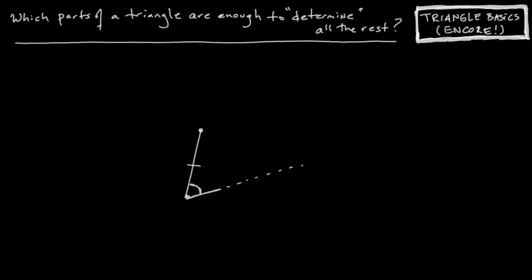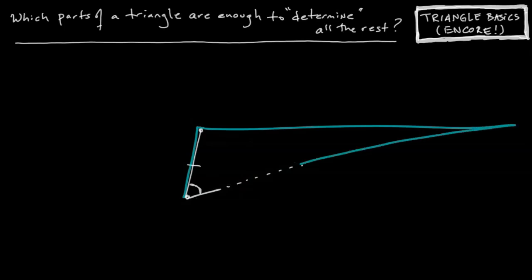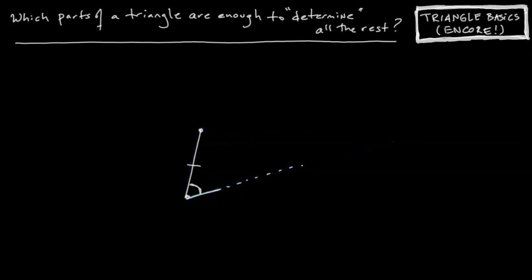And that's clearly not enough to determine the triangle, because the triangle might look like this. That would involve the side and the angle I gave you. Or it might look like this. That would involve the side and the angle I gave you. Or it might look like this. Who knows? Clearly, there are lots of different triangles involving the side and an angle adjacent to it. Those two pieces of information are not enough to determine the triangle.